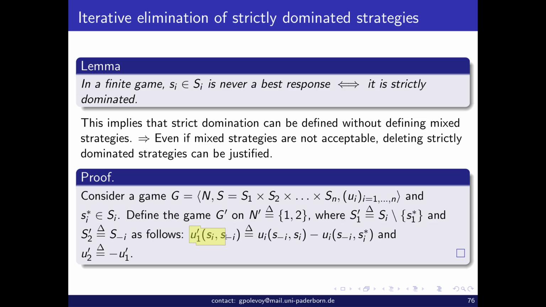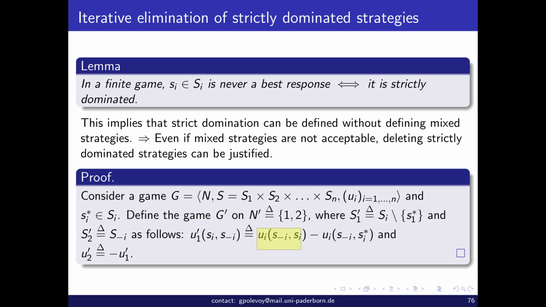Now define the utility of player i, the new utility in the game G prime, U1 prime, as what player i gets, minus what player i would have got if she had played Si prime. So the utility of player 1 prime is what player i gets for playing. Player 1 is for player i, and player 2 is for the rest. That's the idea of this auxiliary game.